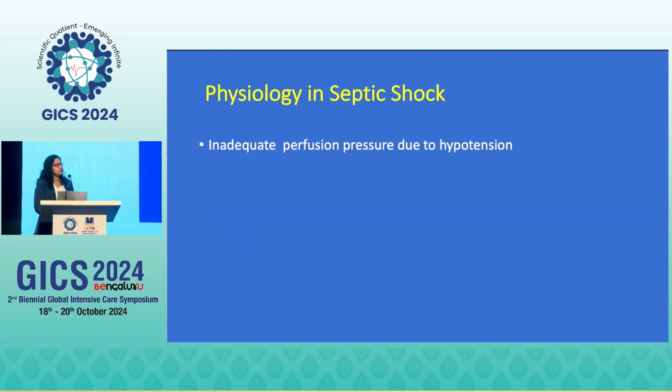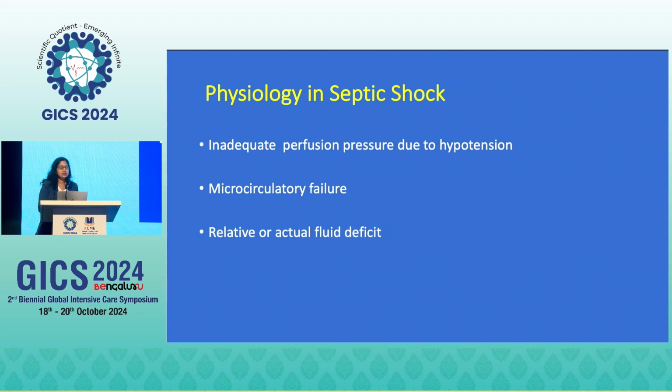So what are the physiologies in septic shock? Grossly it is divided into inadequate perfusion pressure due to hypotension, that is, delivery of less blood to the end organs at the cellular level. There is microcirculatory failure in addition to that, and there is a fluid deficit. And this fluid deficit could be an actual or relative fluid deficit. And there is vasodilatation leading to reduced vascular tone.